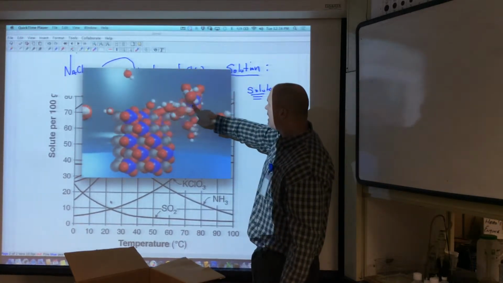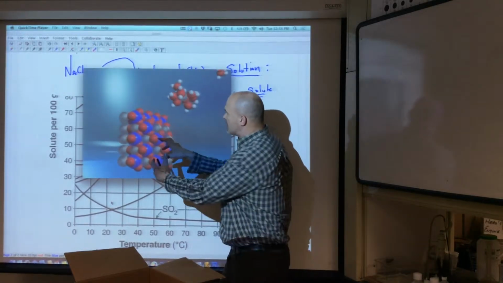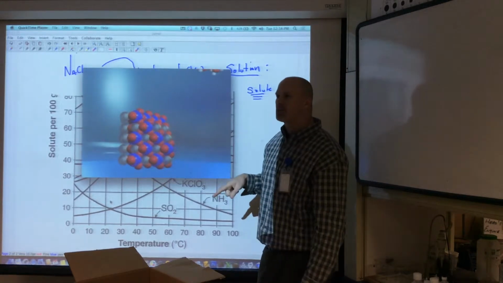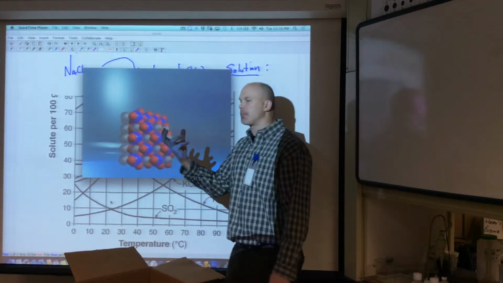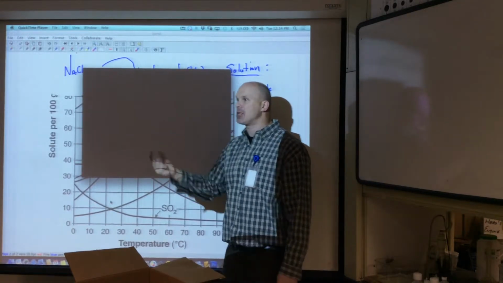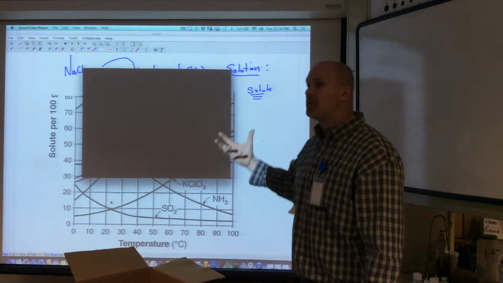We can't see individual ions. We can see a bunch of these stuck together, but individual ions we can't. So as we dissolve, it looks like the solid is disappearing, but it's not. It's just becoming so small that our eyes can't pick it up. And that's what dissolving is.